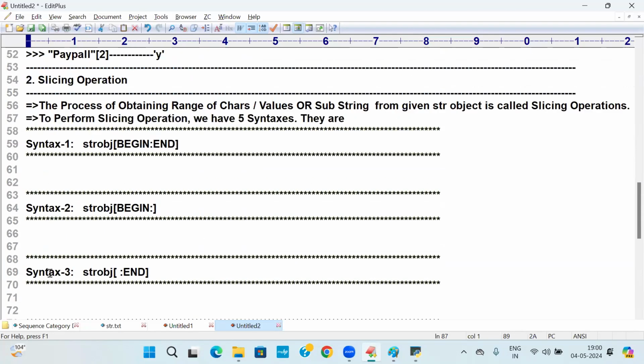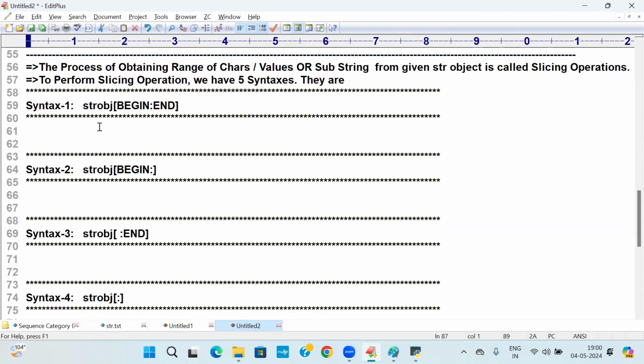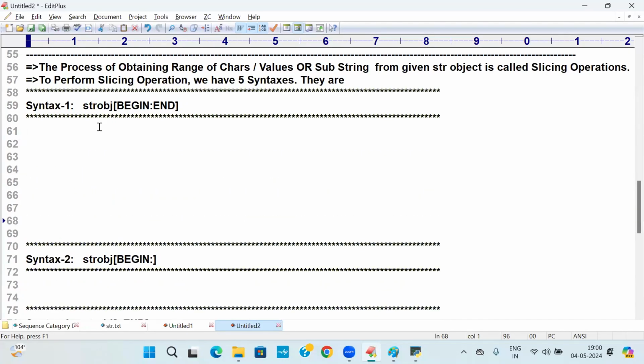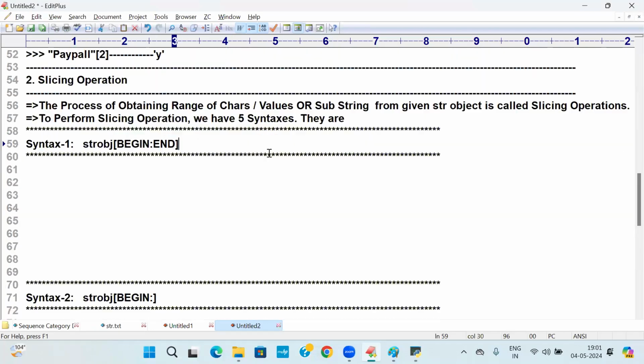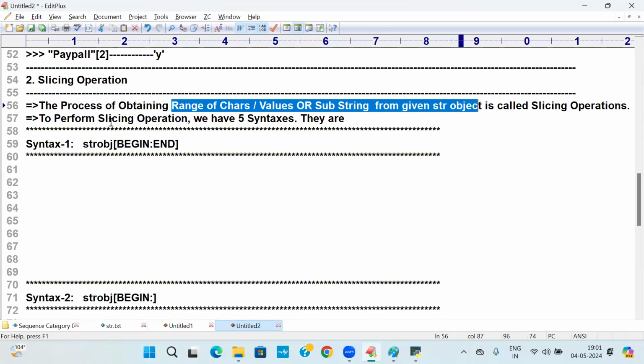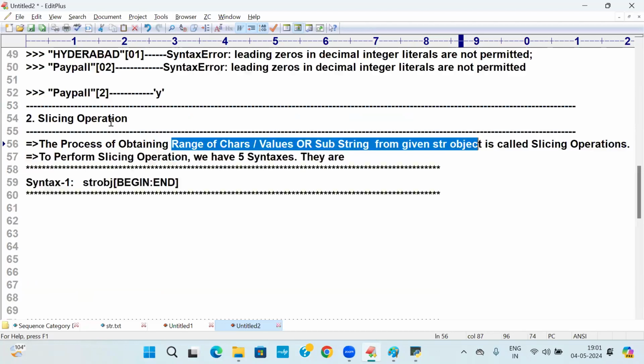Okay, now let us start understanding syntax number 1. Students online, respond when I'm asking. Are you able to catch my point of the definition of slicing? Slicing, everybody, what is slicing? Read out, everybody. The process of obtaining a range of characters or values or a substring from a string is called slicing. What is the difference between indexing and slicing?